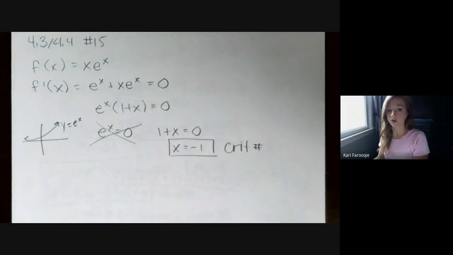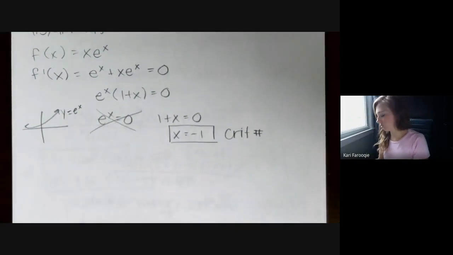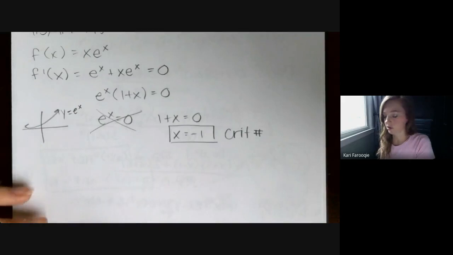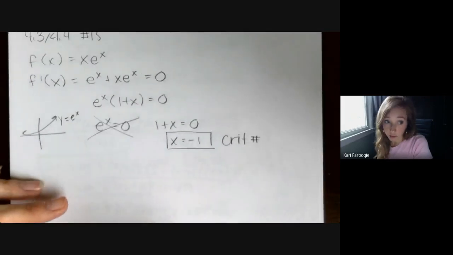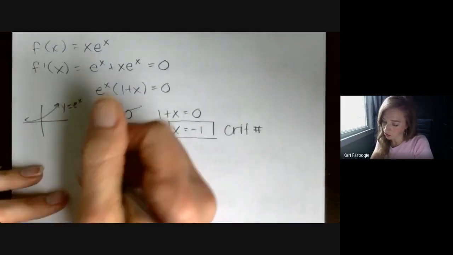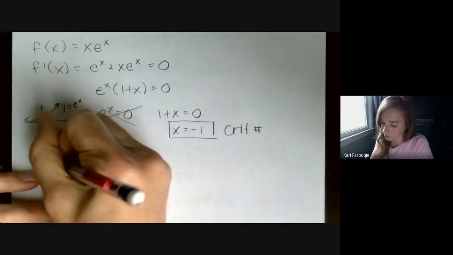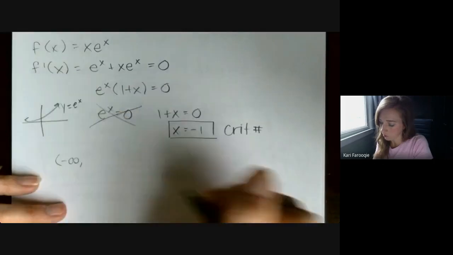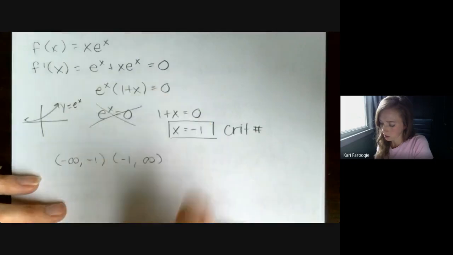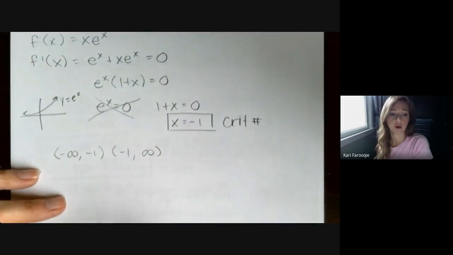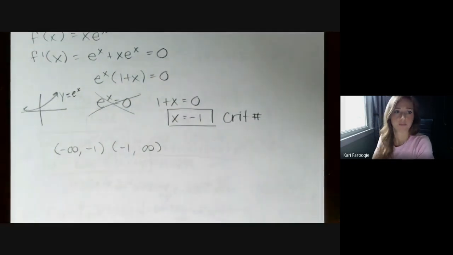And I'm glad we're actually going over this because I want to make sure that we are getting used to setting up these intervals. We're going to set up intervals on either side of the critical number. We don't have any domain restrictions for the exponential or for this polynomial. So we can start our intervals at -infinity and take that up to the critical number at -1. And then take our critical number at -1 all the way up to +infinity.